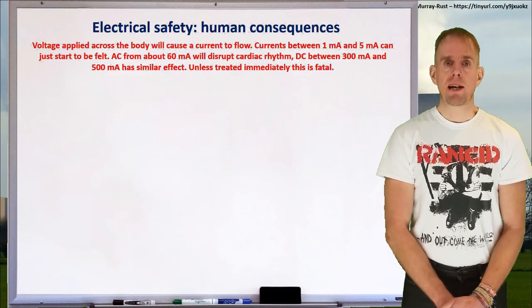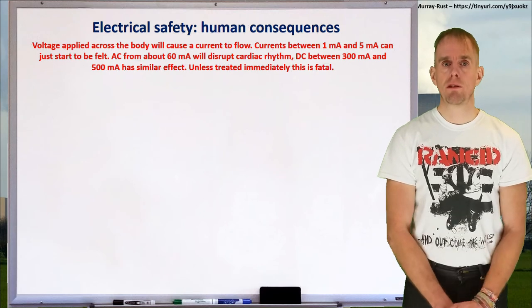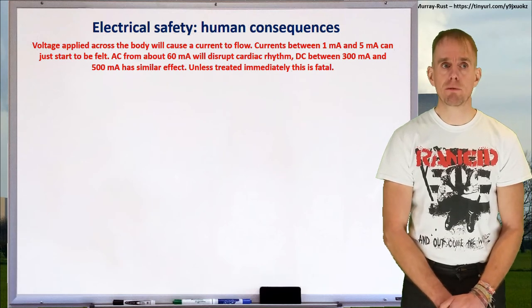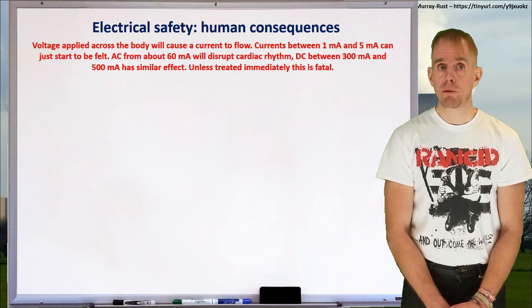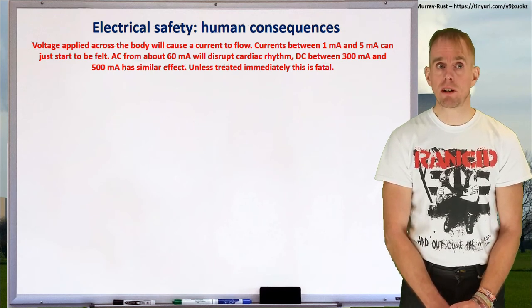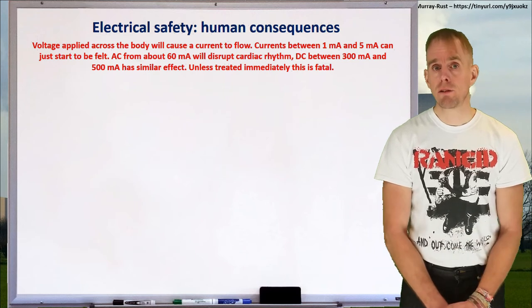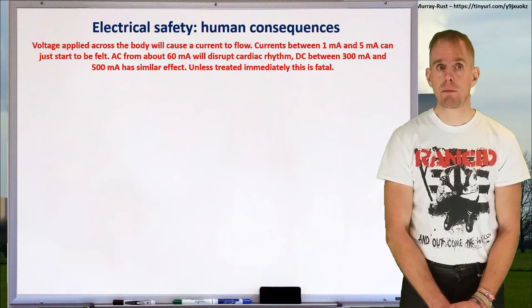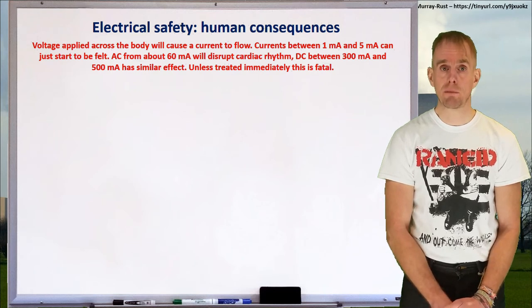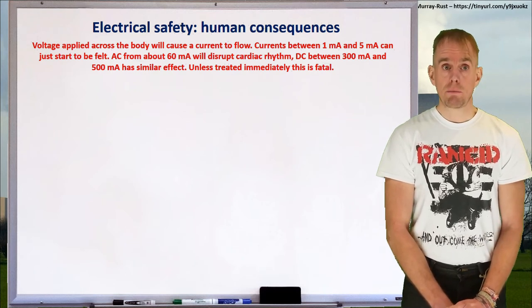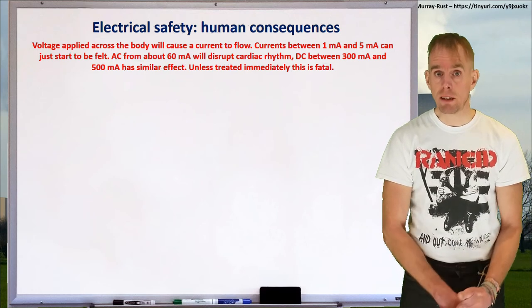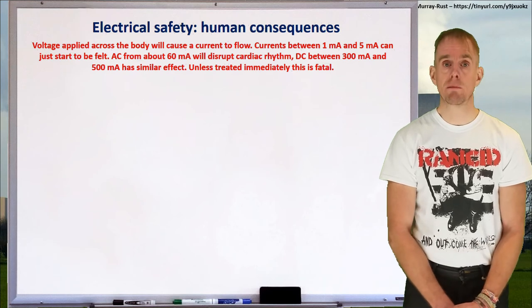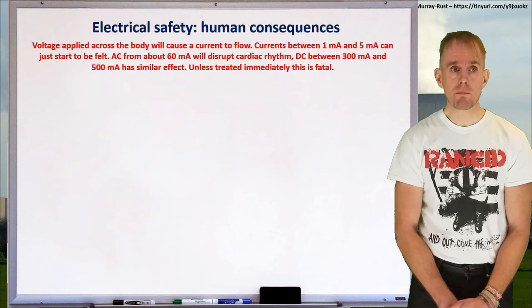Let's finally think about another aspect of safety, which is the human consequence of exposure to electricity. So voltage applied across the body will cause a current to flow, and currents between 1 and 5 milliamps can just start to be felt. AC currents of 60 milliamps will disrupt cardiac rhythm, and DC currents between 300 milliamps and 500 milliamps will also have a similar consequence. So basically, exposure to electricity will stop your heart, and obviously, unless this is subject to immediate treatment, that is a fatal condition.